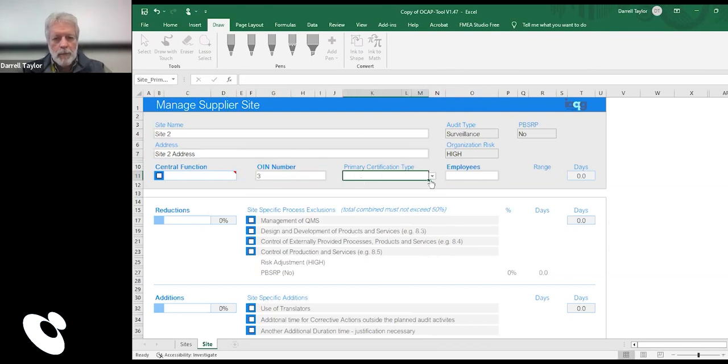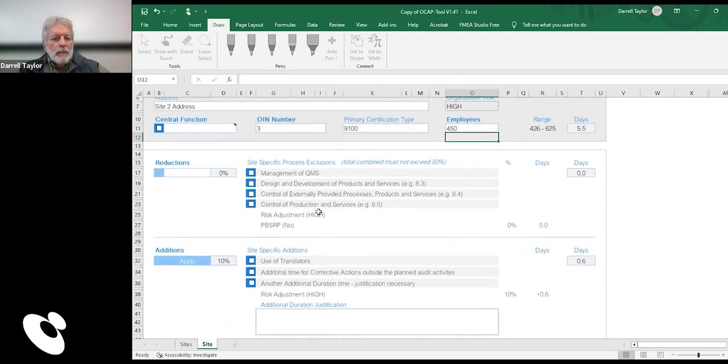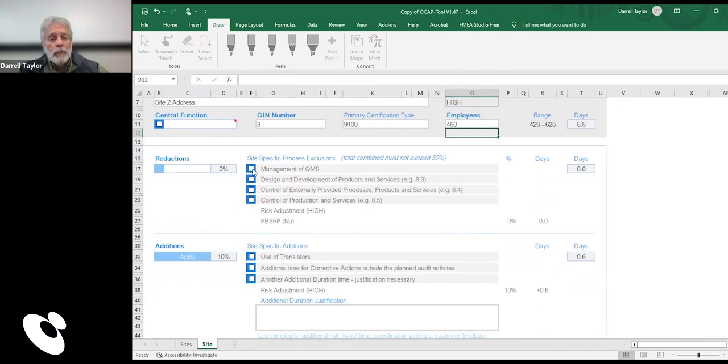Put that in here. They're going to be AS9100. And this is a very important field. How many people were we talking about? So I'm going to put 450 people into this, and you can see it's already done the initial duration calculation. In here, let's just say this site that I'm looking at, they're not managing the QMS. That's actually being managed by the central function. So I'm going to take that out. I'm also going to take out design and development because that's going to be done by my second site. So what they're doing is they're doing purchasing and they're doing design. And you can see here it's already calculating reductions because of this.